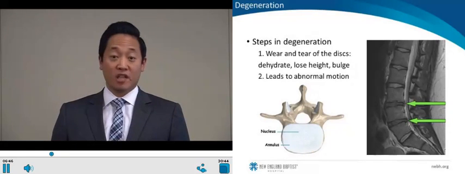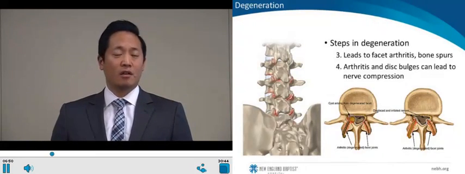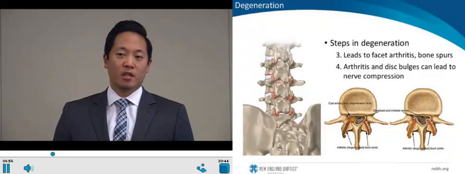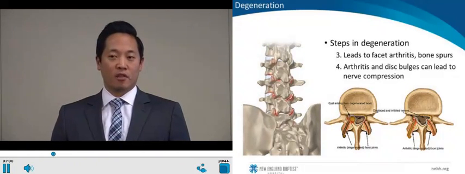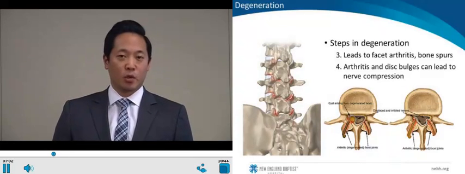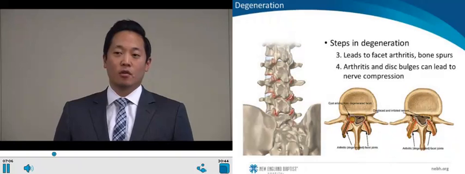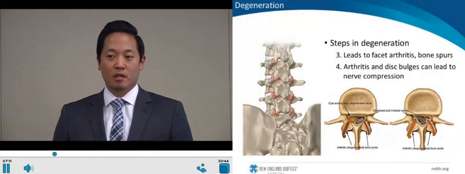And this abnormal motion can be painful and can lead to additional or pathologic stress on the facet joints in the posterior aspect. In this image here, you can see the facet joints are highlighted in red. You can see that they've undergone some arthritic change here. The facet joints, like your knee joints, can undergo an arthritic process. And so when the abnormal motion of the disc occurs, the facet joints experience abnormal stress.